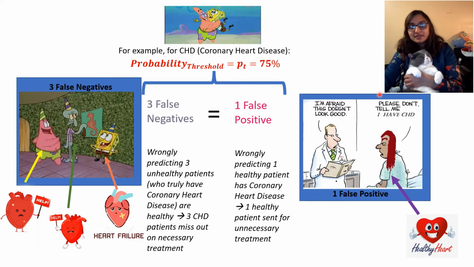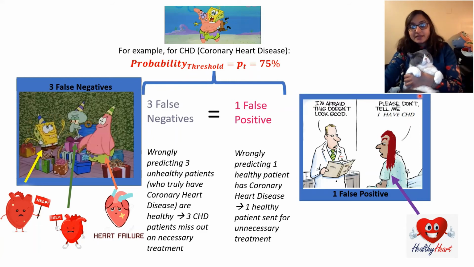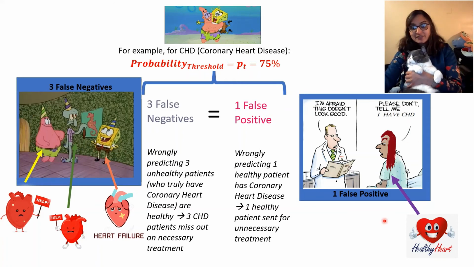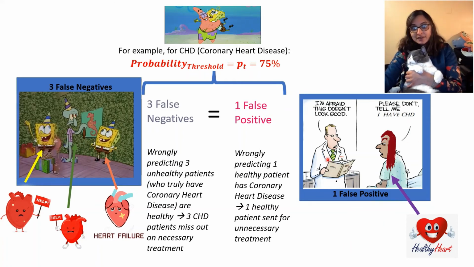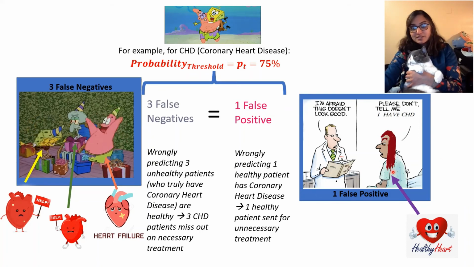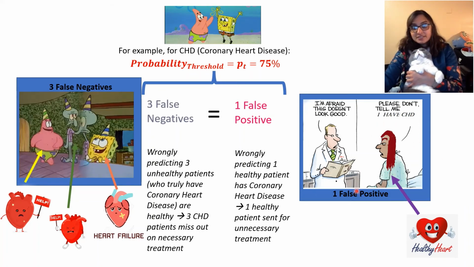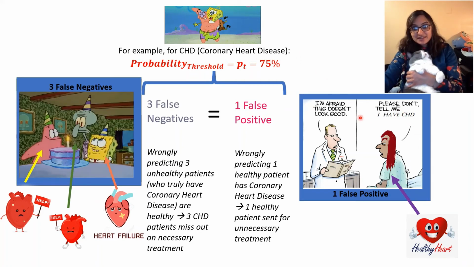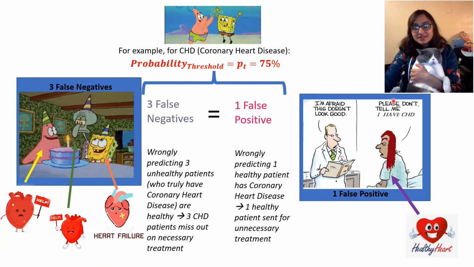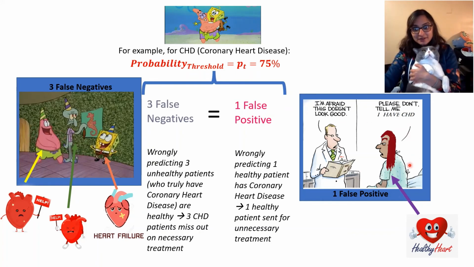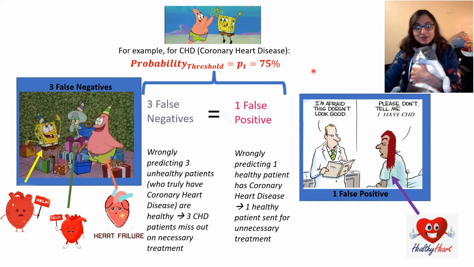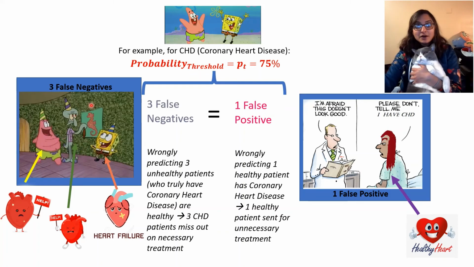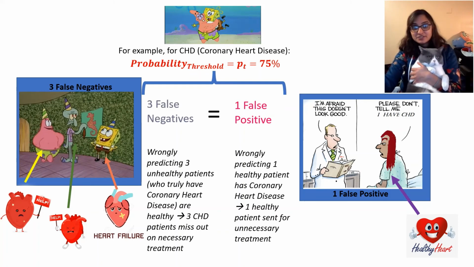We are believing, based on this threshold, that this mistake is not as bad as 1 false positive, as wrongly predicting that 1 healthy patient has coronary heart disease and sending them for unnecessary treatment, when instead they have a healthy heart. So again, wrongly sending this one poor patient for heart disease treatment when they have a healthy heart, based on this probability threshold of 75%, we believe that such a mistake could even be worse than not sending 3 heart disease patients for heart disease treatment.